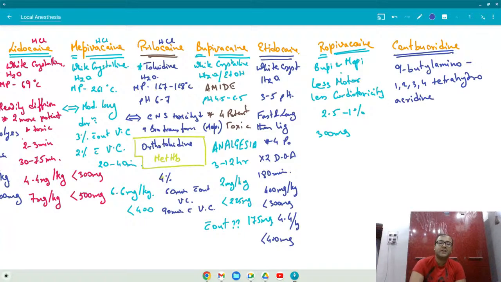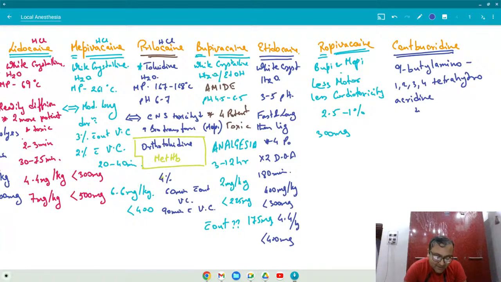I haven't counted the letters over here, but who knows, it may be the longest name. 9-butylamino-1,2,3,4-tetrahydroacridine. Okay, so this is the chemical name, and this is what I wanted you to know about centbucridine.